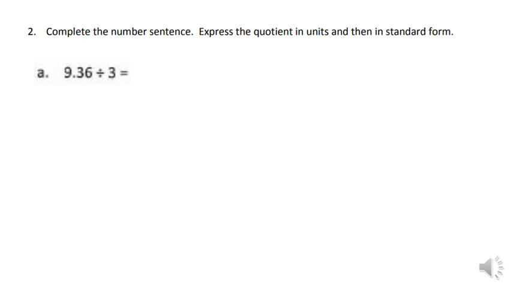Okay, complete the number sentence. Express the quotient in units and then standard form. Okay, when you're saying units, we're talking about place value units. So I'm going to break this up and we're going to use the distributive property. The distributive property is when you divide each place value by the divisor, and the number you're dividing by is the divisor. So if I were to break this out, I would go 9 plus 0.3 plus 0.06. And all I did was kind of do an expanded form. And that's divided by 3.